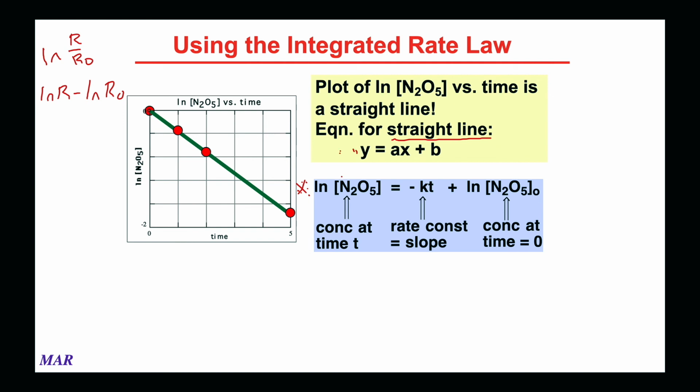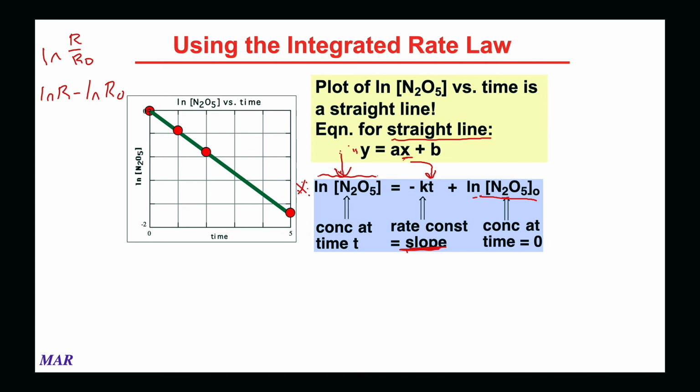Your y-axis is this whole thing right here, the natural log of N2O5. The x-axis is the time. So the slope is going to be equal to negative k. Your slope will be negative. You take the positive version of that negative slope, that's going to be your k. But also really cool, the y-intercept is going to be related to the amount of reactant you started with. So if you do a linear regression on this data, linear regressions automatically generate slopes and y-intercepts for you.